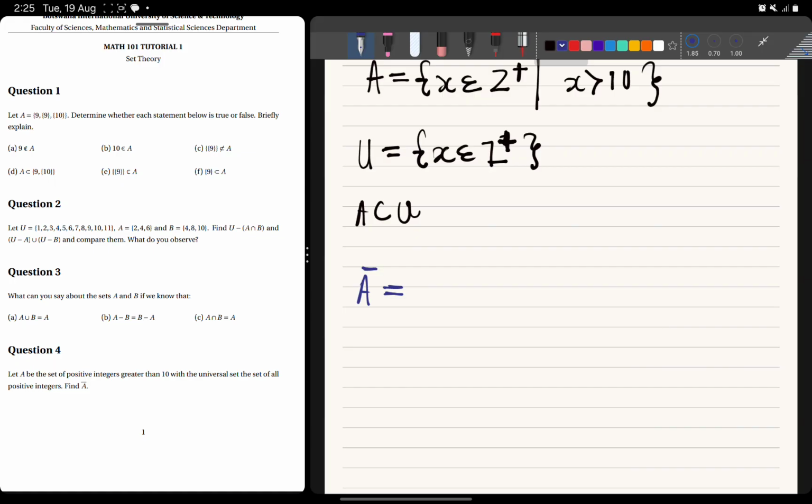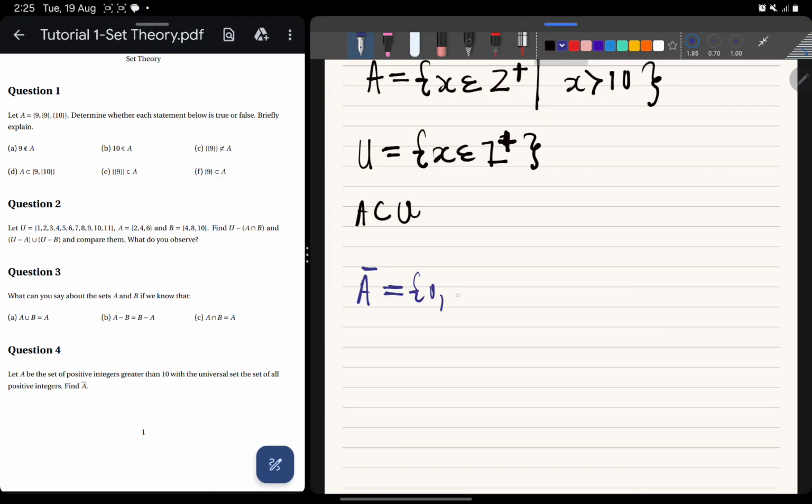So that means A prime is going to have 1, because the A prime means not of A. A is the positive integers greater than 10. A prime means not that, but they should be part of the universal set. Universal set is positive integers. So in other words, we want positive integers less than 10, which is going to be 1, 2, 3, 4, 5, 6, 7, 8, 9. Okay, this is going to be our A prime.